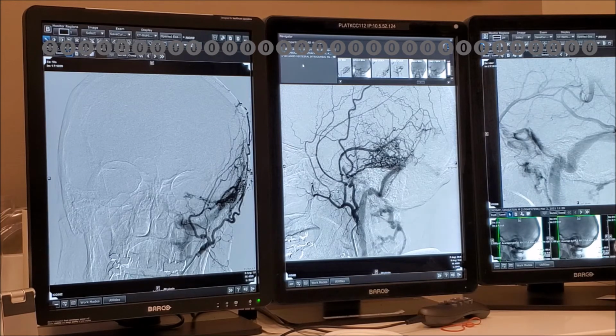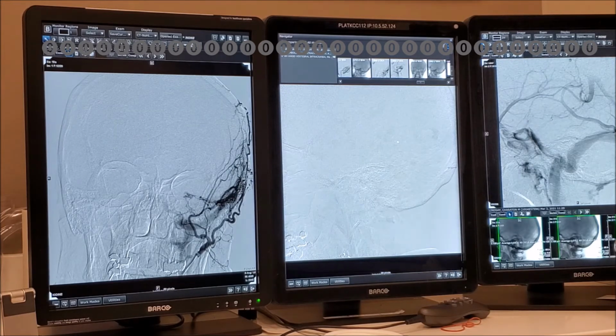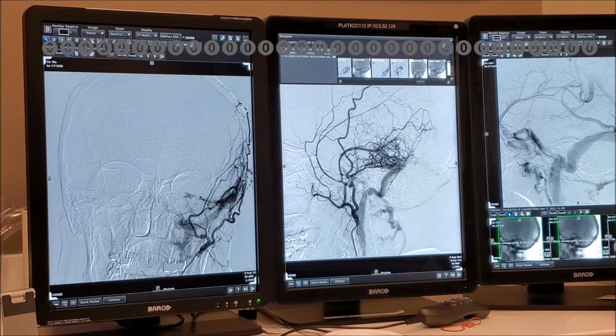Now, the patient had hearing noise. She had only that symptom. Okay, so let's say you want to treat this. It doesn't have a true cortical venous drainage, but it does have thrombosis, right? In this particular case, I would be more willing to treat it because the sinus is gone.